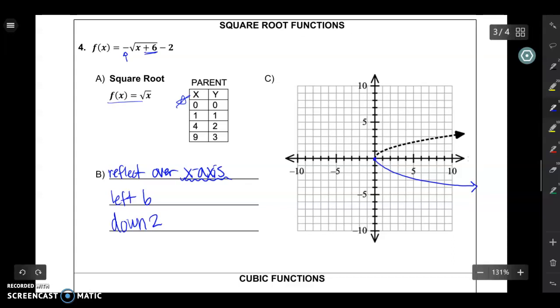So I'm just going to think about this starting point right here, that end point, and I'm going to move it to the left 6, so it's going to end up clear over here, and then down 2. So that's where our new starting point is going to go. It's going to go left 6 and down 2. So now I'm actually just going to sketch this graph with just the end point. I know what the shape looks like. I'm just going to try to mimic the shape over here. So this blue graph right here, the second blue graph that I drew, is my final graph.